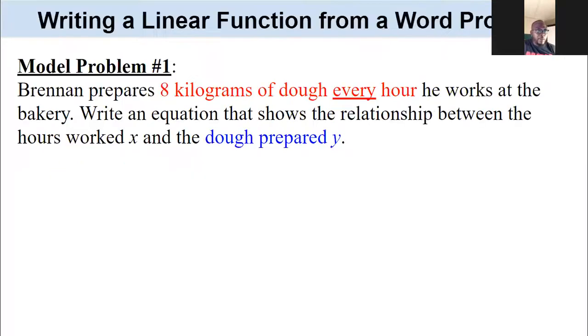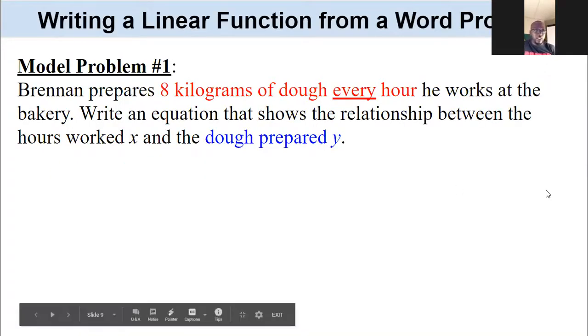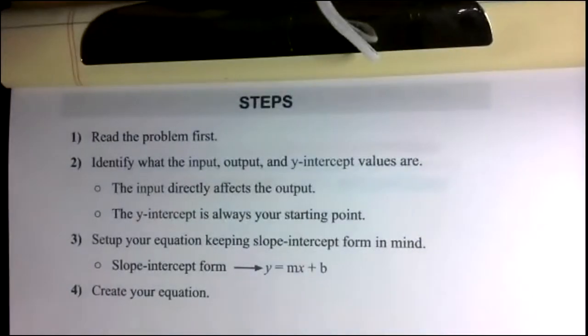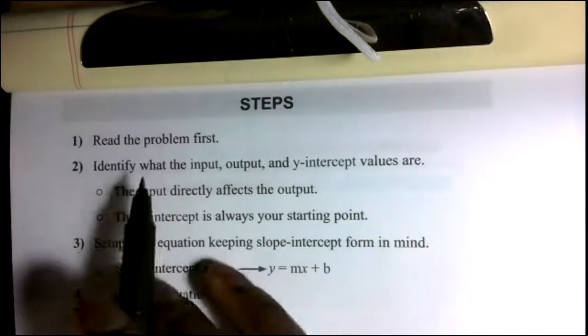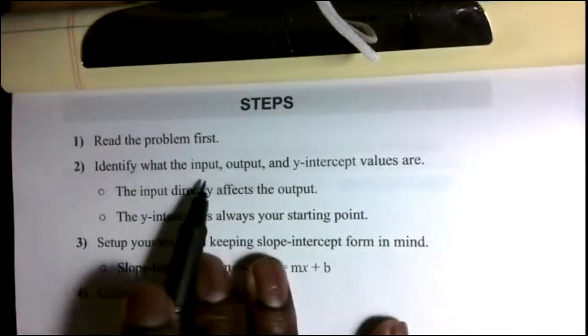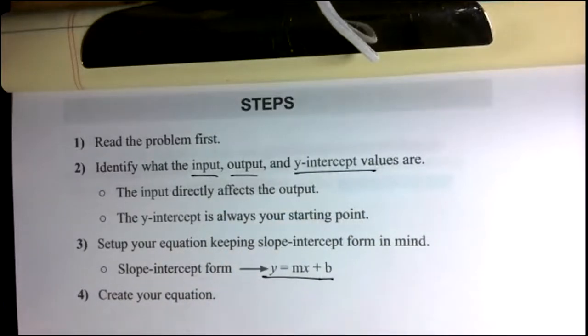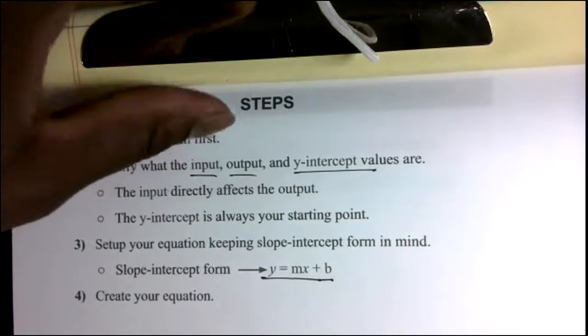Let's go ahead and start. I'm going to stop sharing my screen and switch over to my document camera, and we can proceed. Now you should be seeing my document camera. On my document camera here, you see I have the steps. Let's refresh: you have to read, you have to identify your input, your output, and your y-intercept, and we're going to use y = mx + b to solve the different equations. Let's proceed.